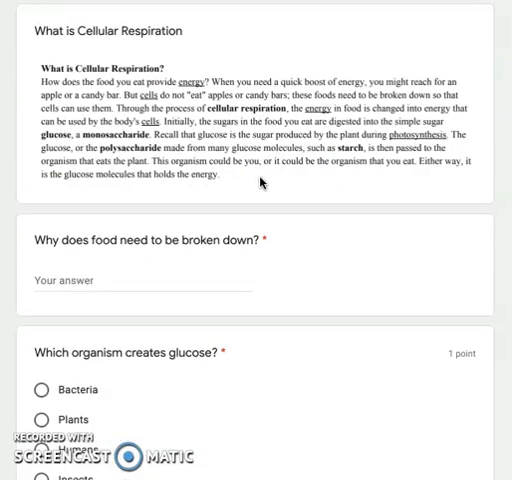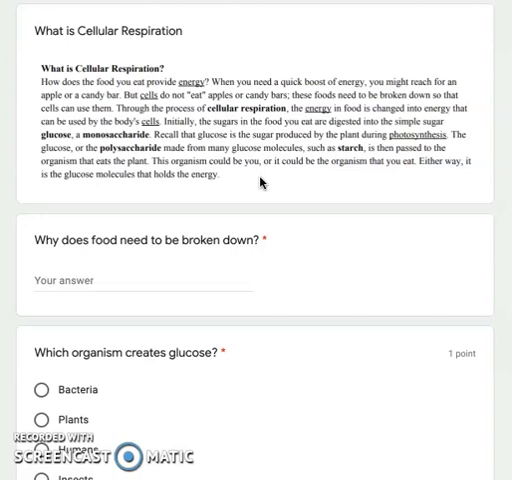So what is cellular respiration? How does the food you eat provide energy? When you need a quick boost of energy, you might reach for an apple or a candy bar, but cells do not eat apples or candy bars. These foods need to be broken down so that cells can use them. Through the process of cellular respiration, the energy in food is changed into energy that can be used by the body's cells.